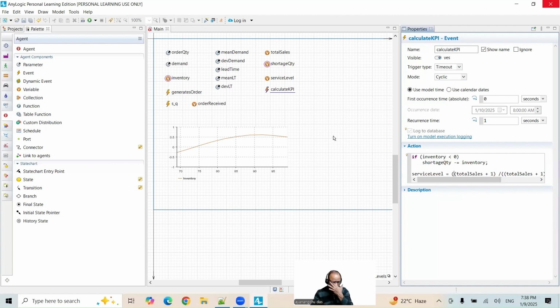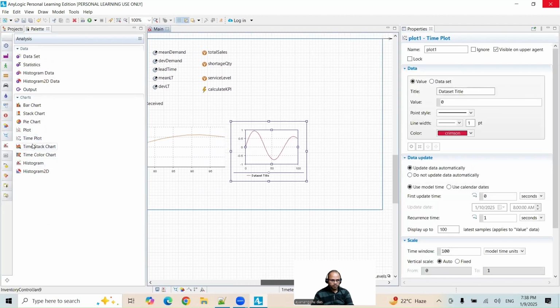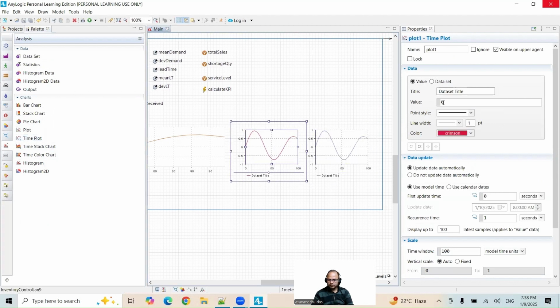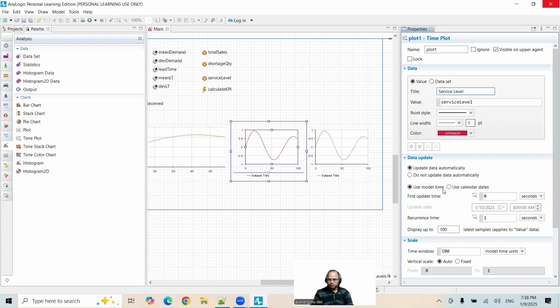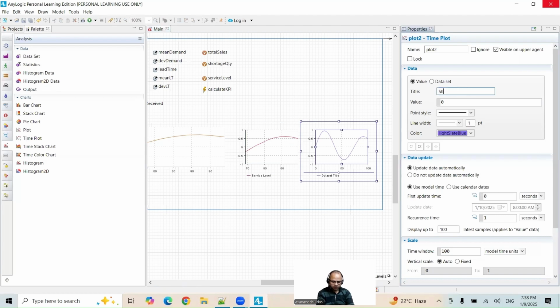To see these quantities or KPIs, we will have two more time plots to show the service level and the shortage quantity. I will define the variable of service level in this. We'll name the chart, and we will see for 30 seconds. Likewise, we will have the shortage quantities. We'll define the variable, and we will refresh for the same time period.